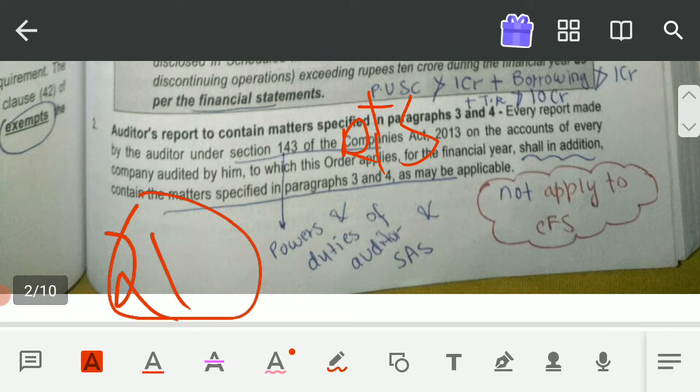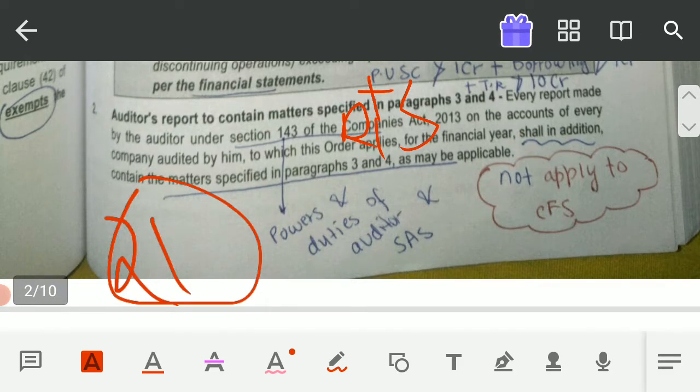Okay. So every report made by the auditor under section 143 of the Companies Act on the accounts of every company audited by him to which the order applies for the financial year shall in addition contain the matters specified in paragraphs 3 and 4 as may be applicable. So they are saying that all those companies to which CARO 2020 is applicable have to report certain matters in their audit report.